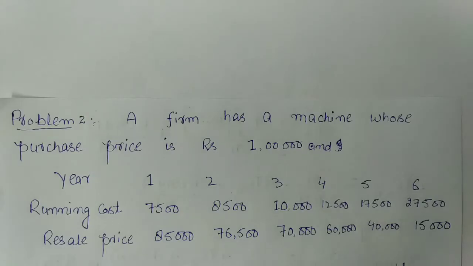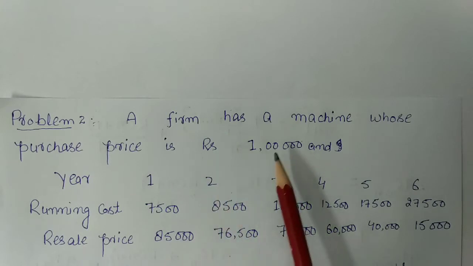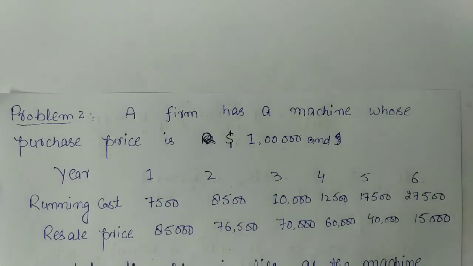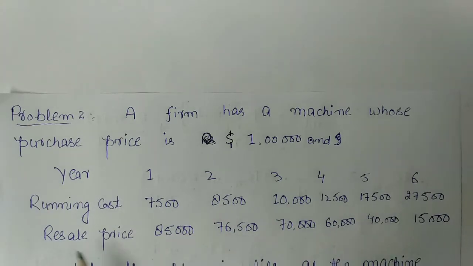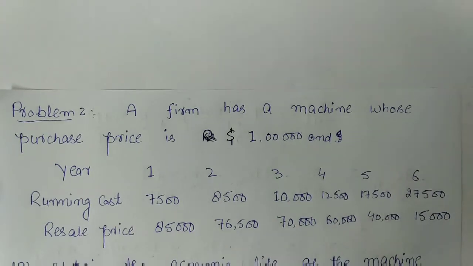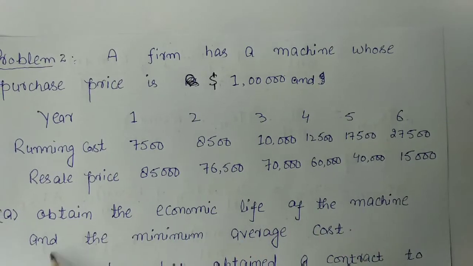Now let us discuss another important problem. Here a firm has a machine whose purchase price is... sorry, not in rupees, I will write in dollars. Here the purchase price is $100,000. In this problem, the year of service, running costs, and resale prices are given. Now we have to find out the economic life of a machine and the minimum average cost.